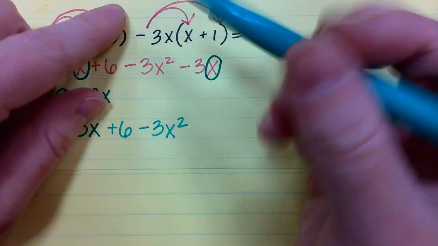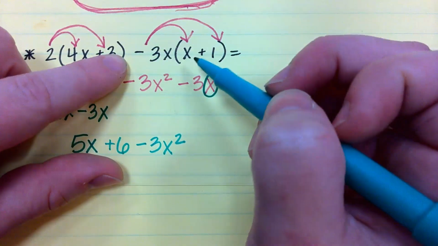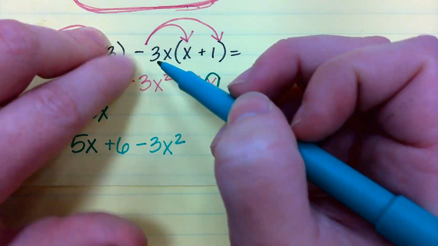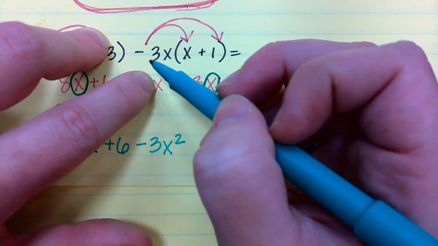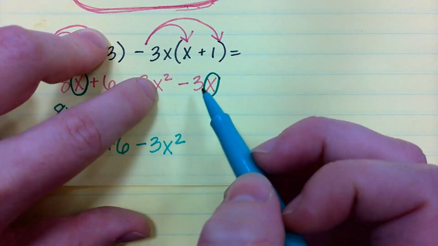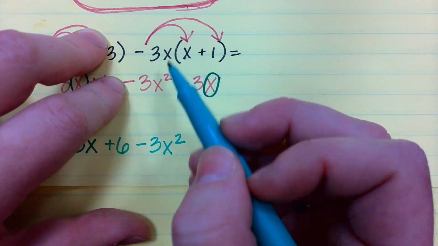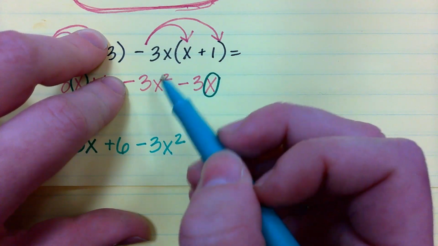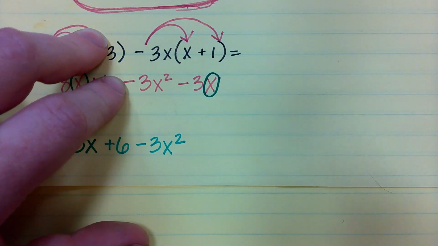So we did the negative 3x times x. So we know that this is really 1x. It's like an invisible 1 there. So negative 3 times 1 is negative 3. X times x is x squared. Okay? Does that make sense, or do we want to talk about it more? I'm happy to talk about it more.